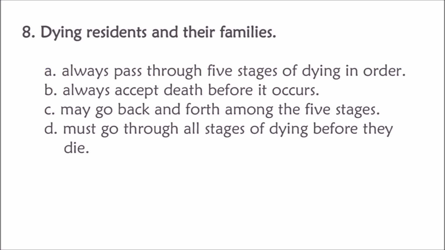8. Dying residents and their families A. Always pass through 5 stages of dying in order. B. Always accept death before it occurs. C. May go back and forth among the 5 stages. D. Must go through all stages of dying before they die. The correct answer is C. May go back and forth among the 5 stages.